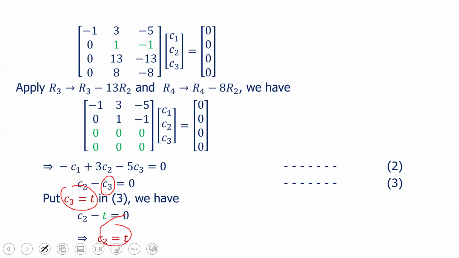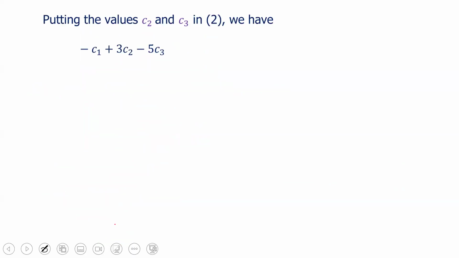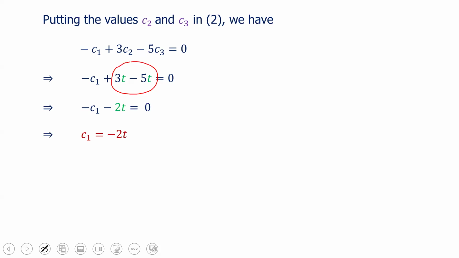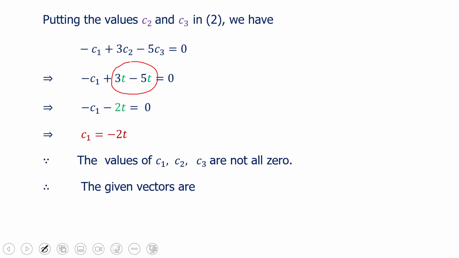If we substitute the values of C2 and C3 in equation number 2, we have minus C1 plus 3C2 minus 5C3 equal to 0, which implies minus C1 plus 3T minus 5T equal to 0. Minus C1 minus 2T is equal to 0, because 3T minus 5T is minus 2T, or C1 is equal to minus 2T. Since the values of C1, C2, C3 are not all 0, therefore the given vectors are linearly dependent.